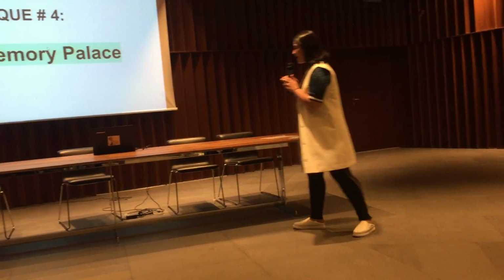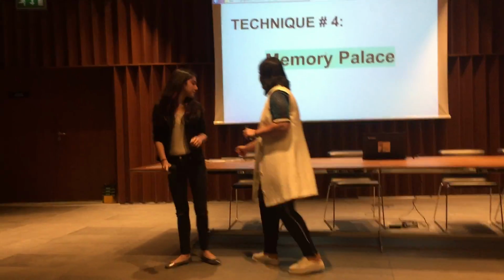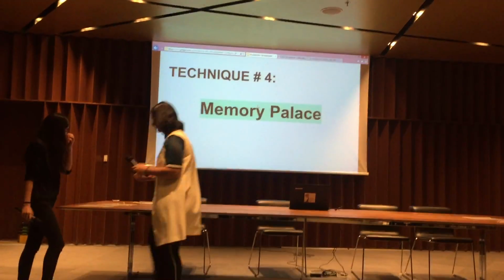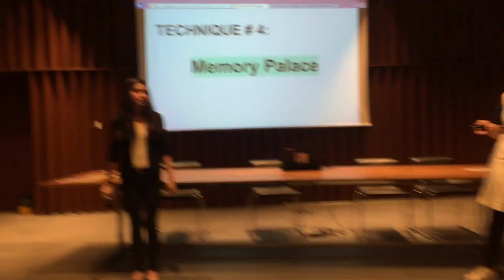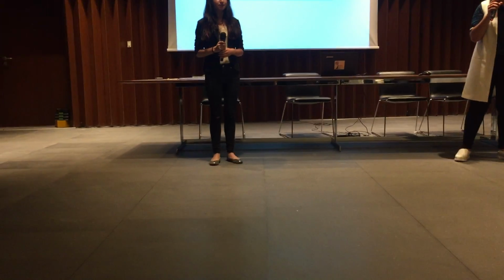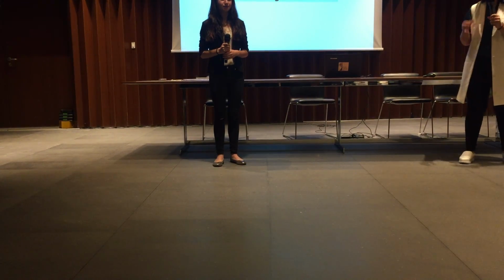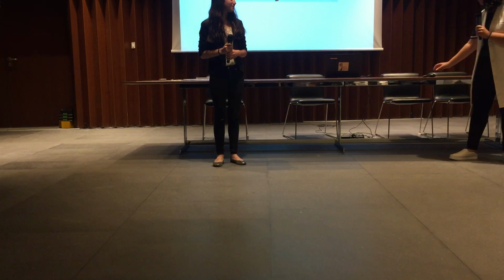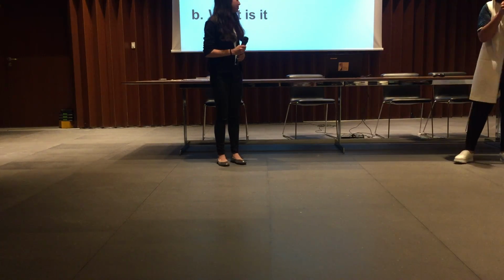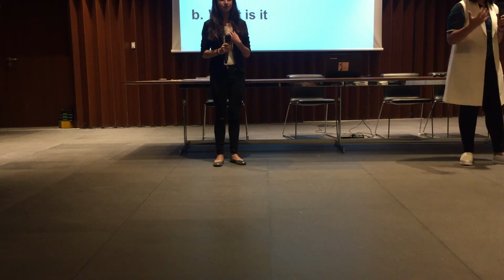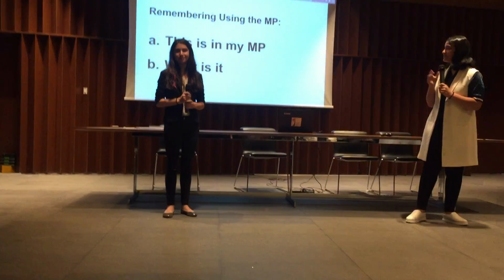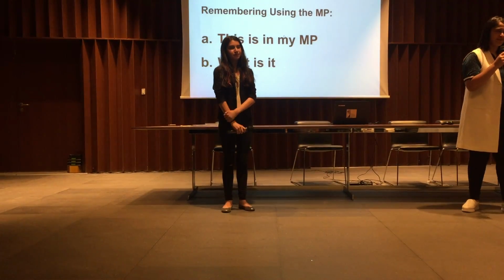The fourth technique that we have is called the memory palace. The memory palace can be used to memorize anything from lists, words, poems, even an entire deck of cards or birthdays or names. It works by creating a visual, cohesive order between the information that you have. Remembering using the memory palace does two things. A, it allows you to know that this information does exist in your brain, so it's in your memory palace. And B, it allows you to identify what that piece of information is.